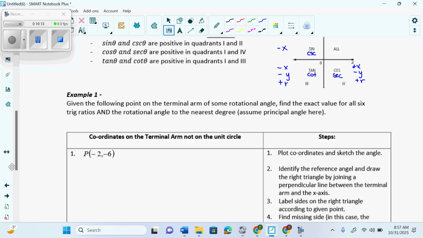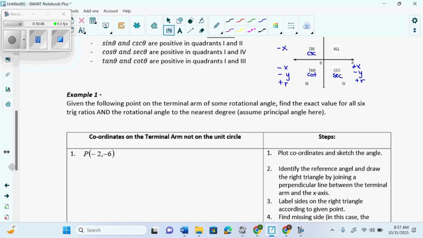Given the following point on the terminal arm, does it say given the following point on the unit circle? No. If it was on the unit circle, I would immediately have cos theta and I would immediately have sine theta. Correct? Everyone paying attention, because you guys will give me these as the cos and the sine, and it's not right. So it's just a coordinate on the terminal arm. If the coordinate on the terminal arm does not have a radius of 1, you have to do the trig ratios, y divided by r, x divided by r, y divided by x, to get the actual trig ratios. Okay? So this one does not say that.